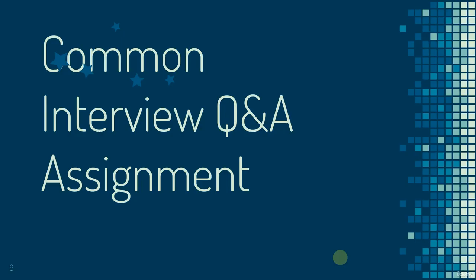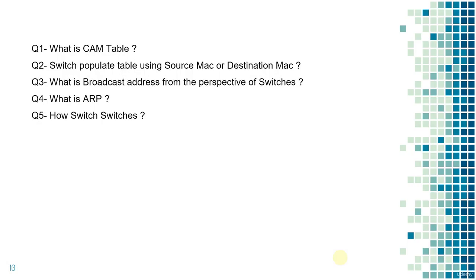Some common interview questions and answers as an assignment. First thing first, what is a CAM table? Does the switch populate the table using the source MAC or destination MAC? What is the broadcast address from the perspective of switches? What is ARP and how do switches work? You have to give a brief on how a switch does switching.